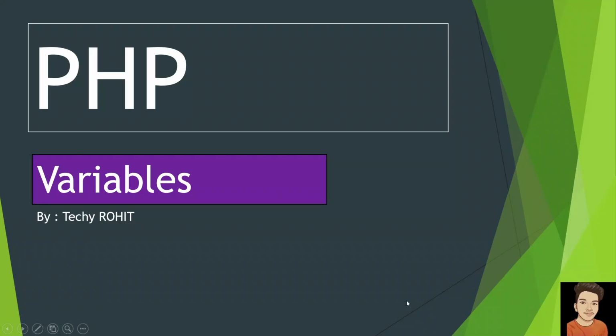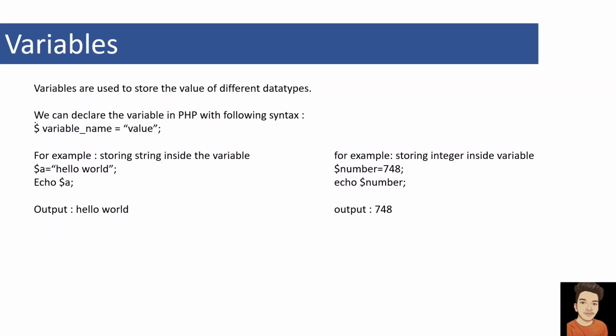Today we are going to learn about variables in PHP. Variables are used to store the value. The syntax for a variable is the $ symbol, then the variable name, equals to, value.